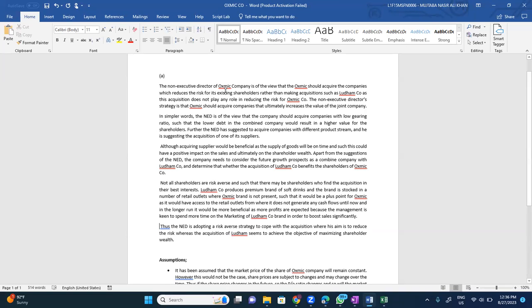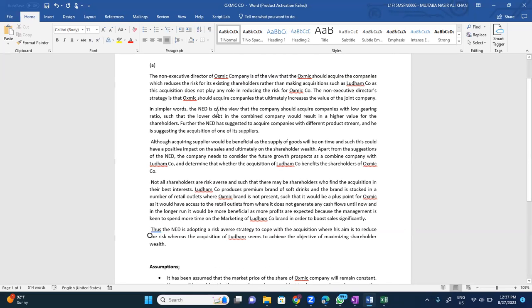Non-executive director of Oxwick. It's not Oxwick. Come on. The companies which reduce the risk for its existing shareholders rather than make acquisition. The non-executive director said that Oxwick should acquire a company that will increase the value. In simple words, the NED, non-executive director, is of the view that the company should acquire a company with a low gearing ratio such that lower debt in the combined company would result in higher value. Okay. By the way, he has not given the indication about the lower debt, with a different product stream. Although acquiring a supplier would be beneficial at one time, we need to ensure the future growth of the combined company. Will the acquisition of the company benefit shareholders?